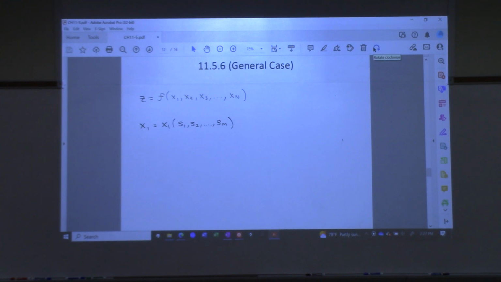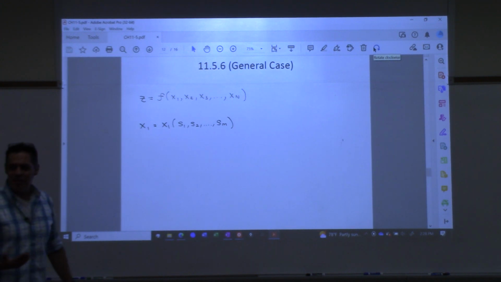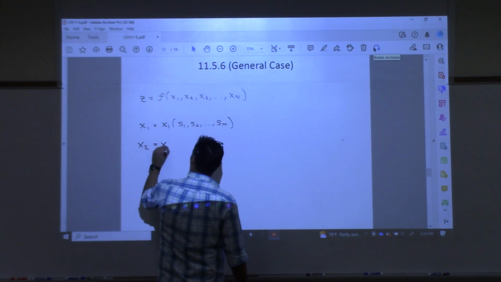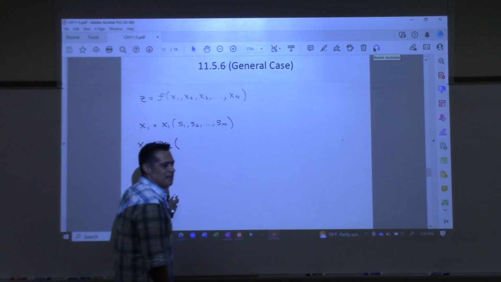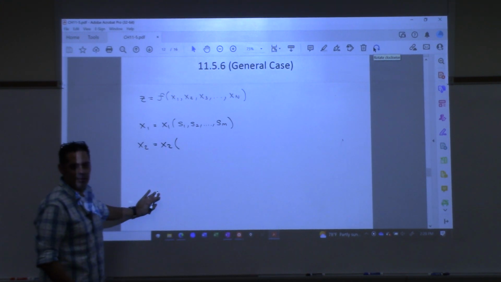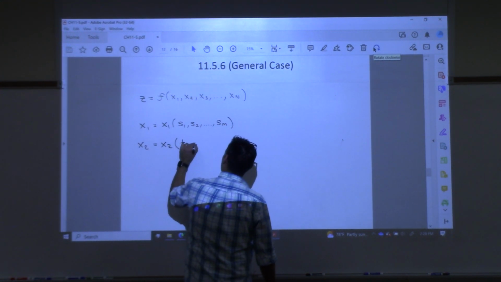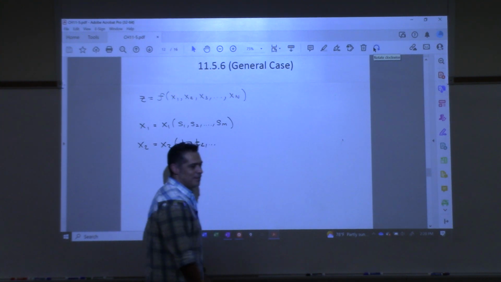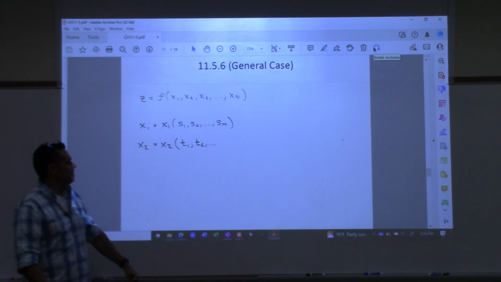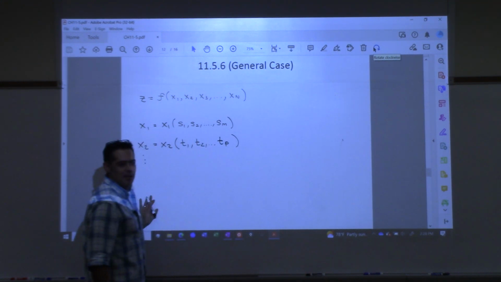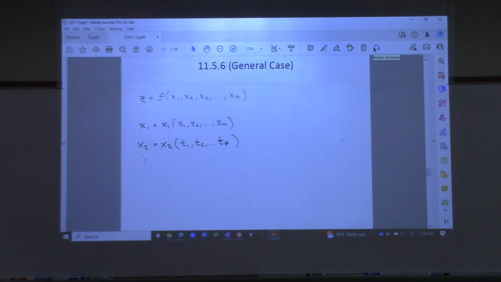And now x2, let's say that depends on how many? Do you see we're going to start having some issues here? x2 could depend on, I can't use S again. Doesn't have to be the same variables. T sub 1, T sub 2. How many of these do we have to have? However many we want. T sub p. Do you see that this just starts to become a nightmare pretty quickly?